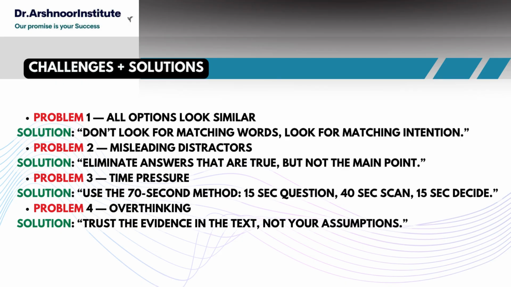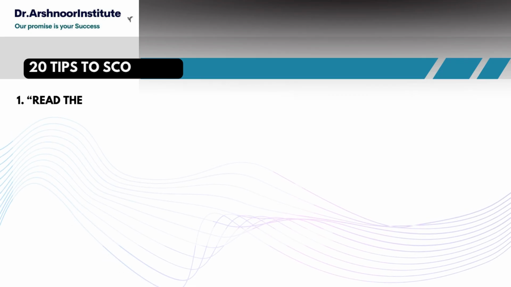Problem number 4, overthinking. The solution is trust the evidence in the text, not your assumption. Always try to find the fact or the evidence which is written in the text. Don't assume things. Now, the 20 tips to score 6 out of 6 are as follows.